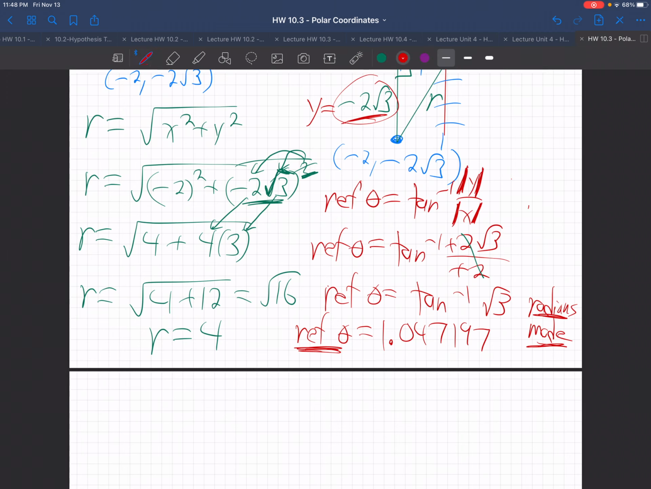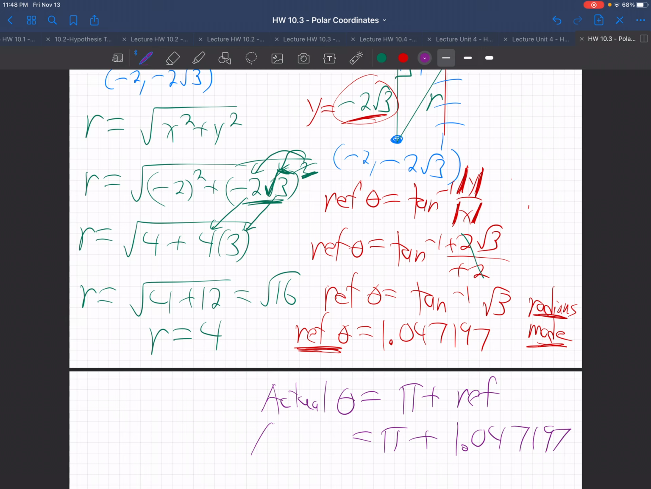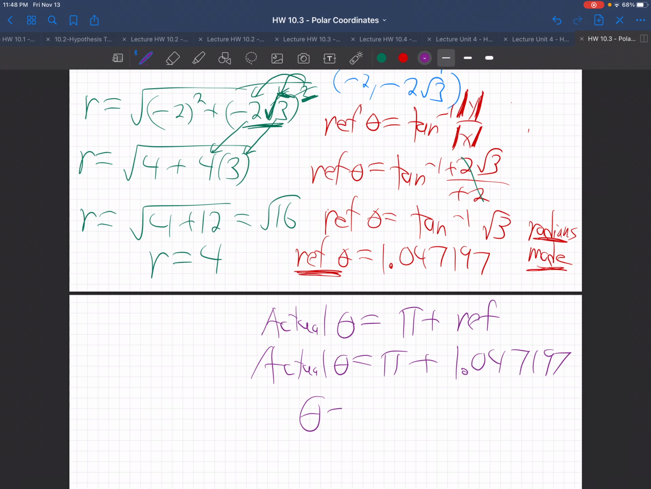So the actual angle is pi plus the reference. So it's pi plus the 1.047197. That's the actual theta. So theta, use your calculator. Use the actual pi button now. I'm getting 4.18879. Now, that's in radians, and the problem is they're not going to take that answer.